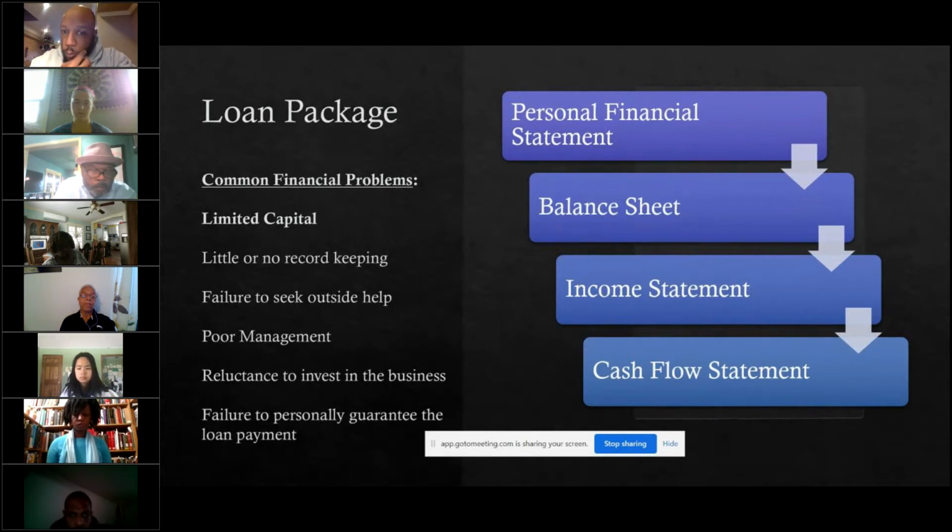Sometimes with new businesses, people may not really feel comfortable investing, and you need to be prepared for that. And again, that's why you need to have the best business plan possible to market. And also, failure to personally guarantee the loan payment. If you're a new business, they're going to want you to have skin in the game. Many banks feel that if you don't want to personally guarantee the loan for your business, then you probably don't have any faith in your own product.